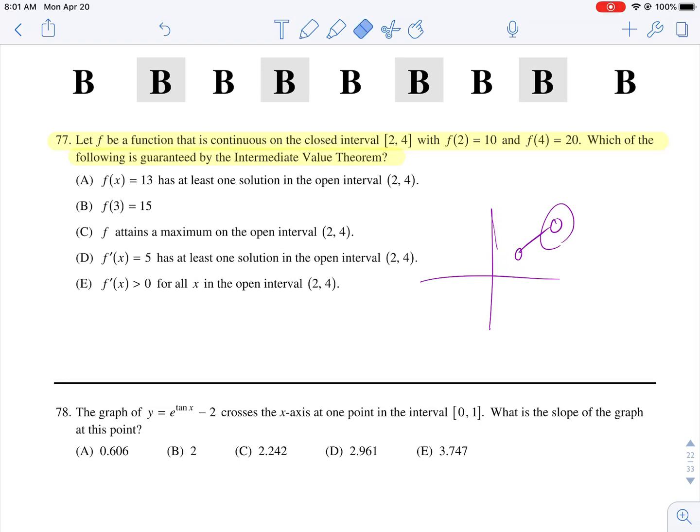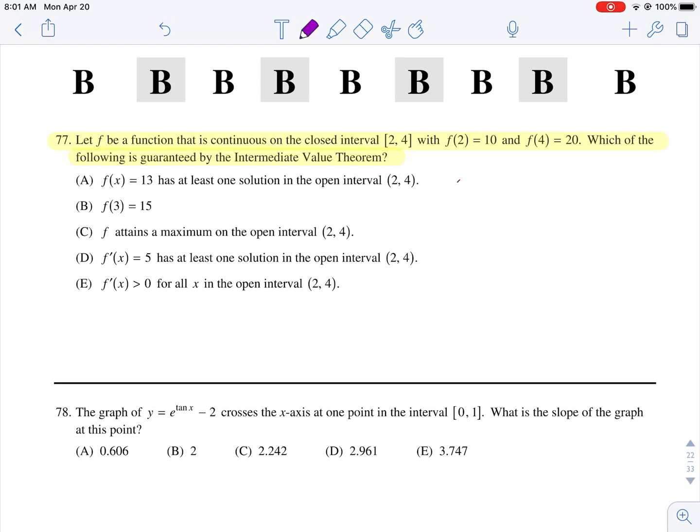f prime equals 5 has at least one solution. That is guaranteed by the mean value theorem, because we can do the slope between the 2 points and get 5, and therefore f prime would have to equal 5 somewhere, but that's mean value theorem, not intermediate value theorem. And then f prime is always positive. We don't know if it is. It doesn't tell us anything about f prime.